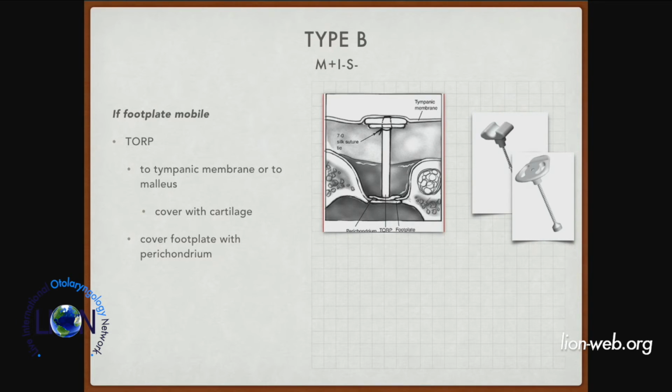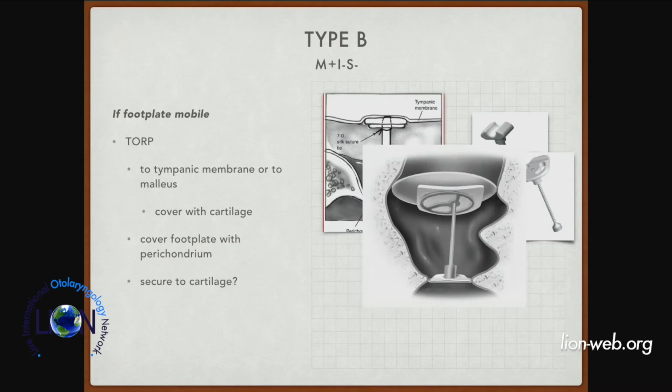You definitely have to cover the footplate at least with perichondrium, or at least some soft tissue connection, fascia if you have it, if you don't want to go and get perichondrium. Some recommend securing it to cartilage. I don't necessarily do that. I don't think it's a must. I think nowadays with most prostheses, eventually there's a little bit of adhesion that forms between the cartilage and the prosthesis and stabilizes this prosthesis.